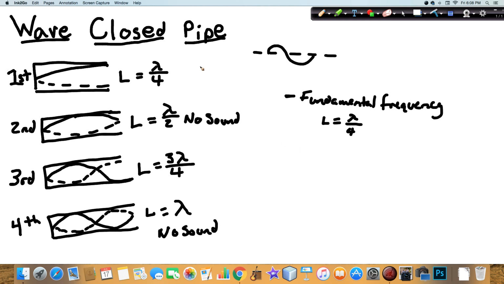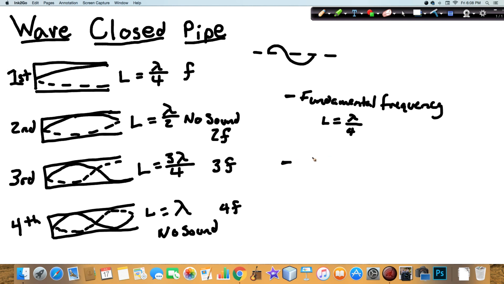Also, another thing that we need to consider: whatever this frequency is, the second harmonic is 2 times the fundamental frequency. The third harmonic is 3 times that frequency. The fourth harmonic is 4 times that frequency, and so on and so on. The fifth harmonic, the sixth harmonic. You can just keep following this process.